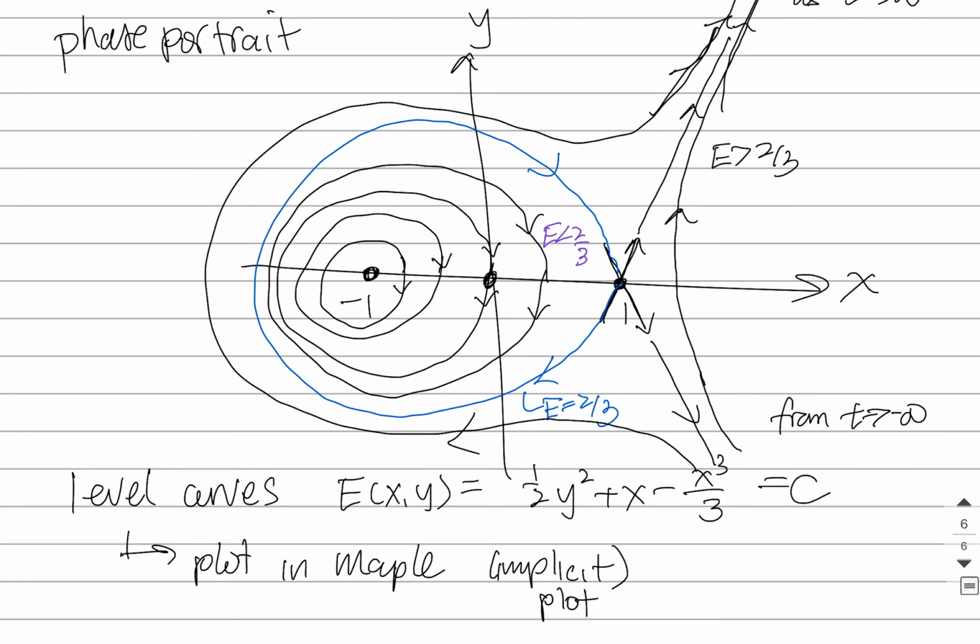Every conservative equation can be written as a system and treated like this. They'll all have saddles. They'll all have centers.